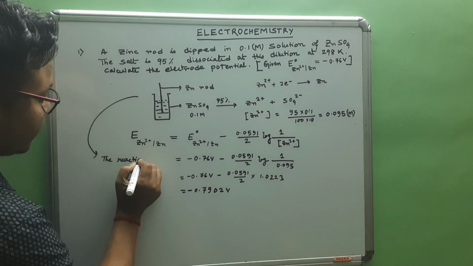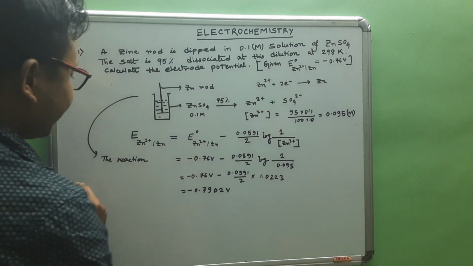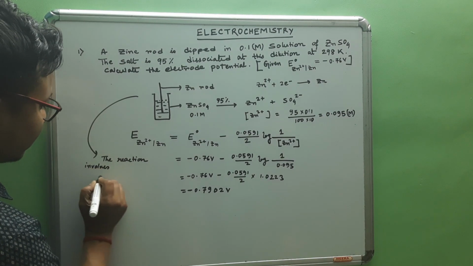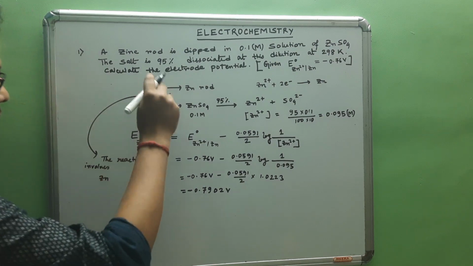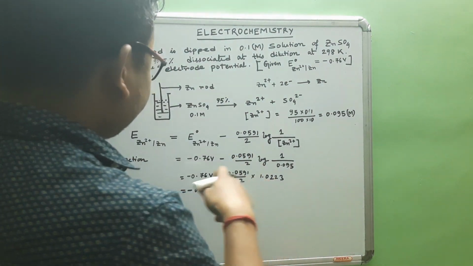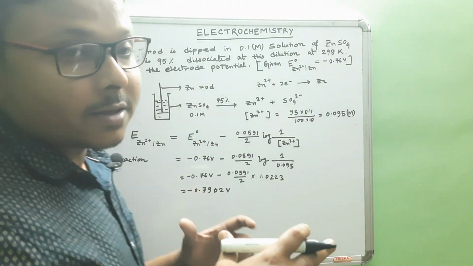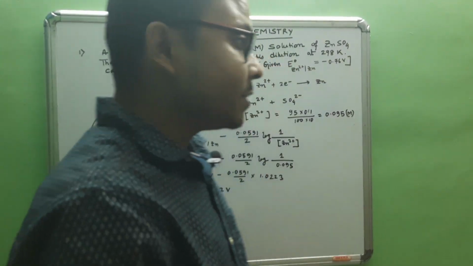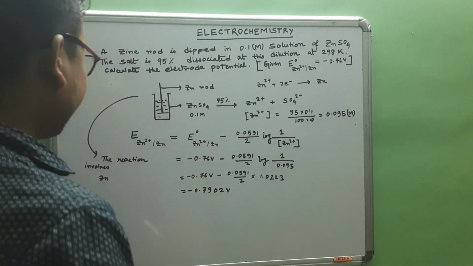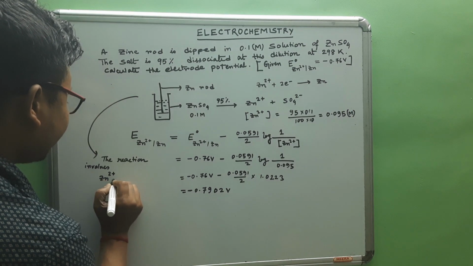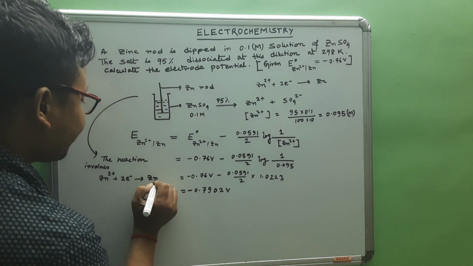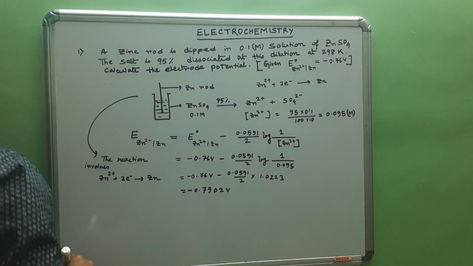how this equation comes, the reaction involved here. What happened when the zinc rod is dipped in zinc sulfate solution? From the zinc sulfate solution, Zn2+ ions gradually get deposited on the zinc rod. So at the zinc rod, after taking 2 electrons, it becomes zinc.